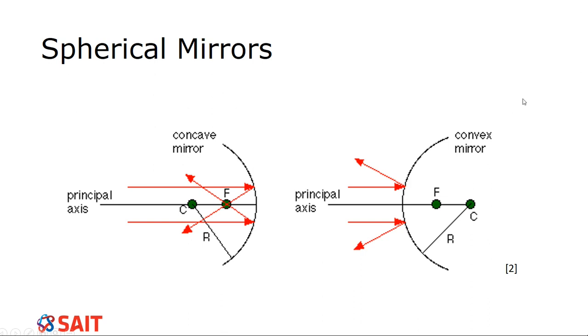So in terms of mirrors, this switches up a little bit later. A convex mirror diverges the energy. A concave mirror will converge the energy.